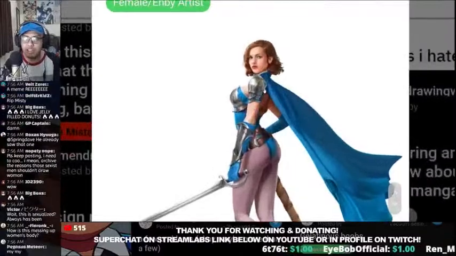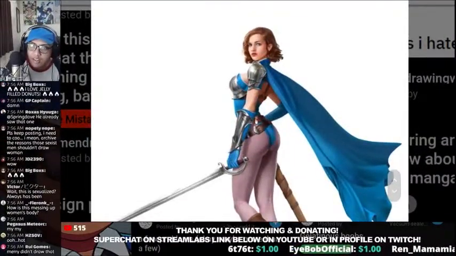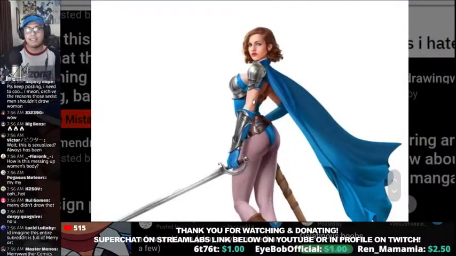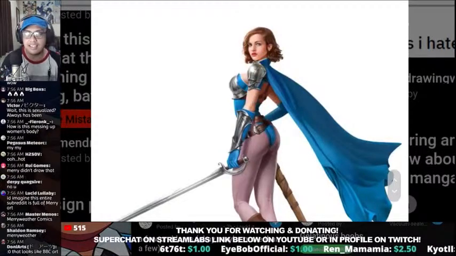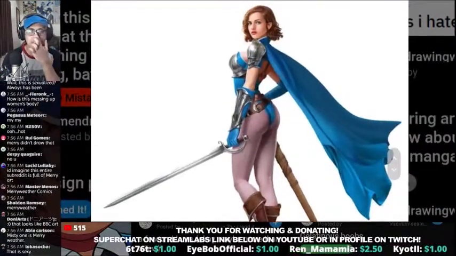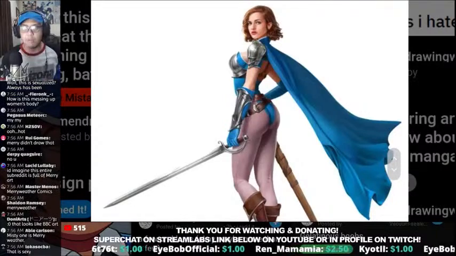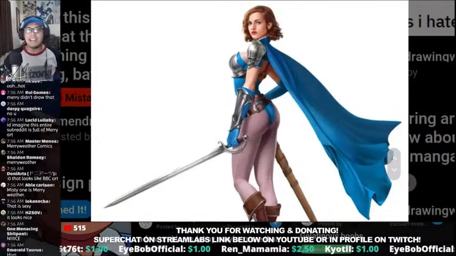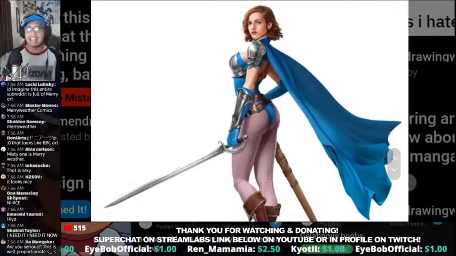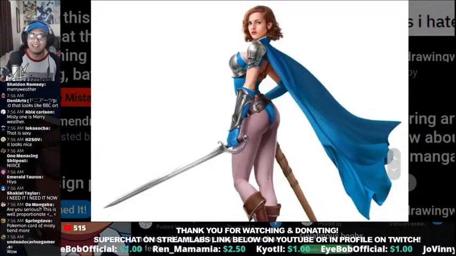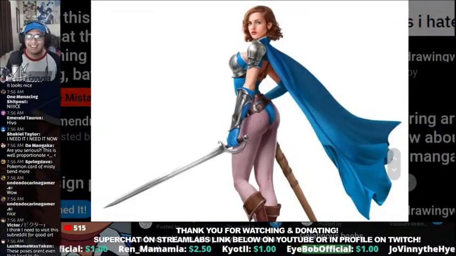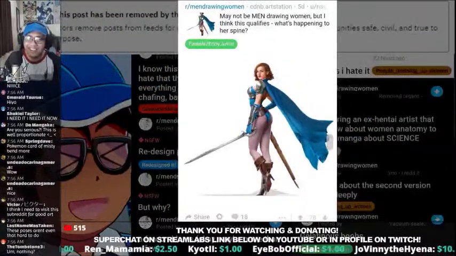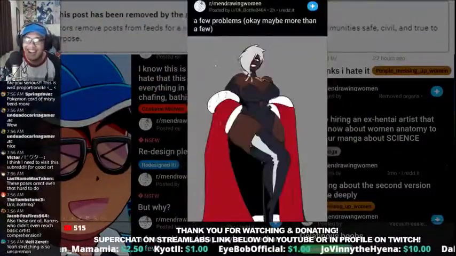What's happening to her spine? It's normal. It's what happens. It's perfectly normal. This is about as realistic of a drawing as you can get. Yeah, spines tend to do that. They curve a little bit to the back. That happens to some women. So, a few problems.